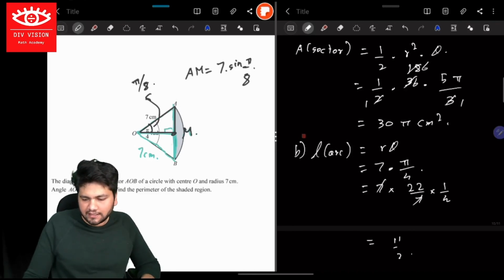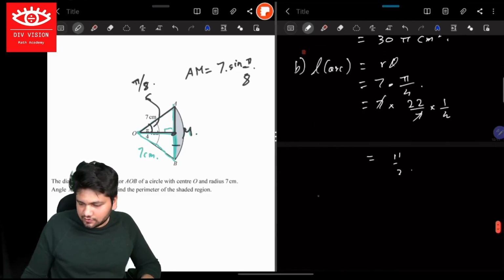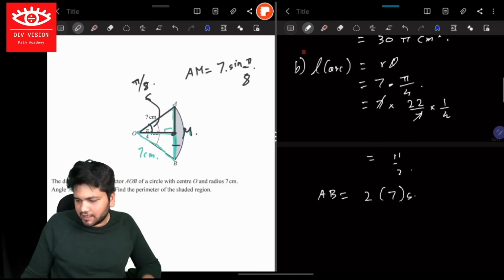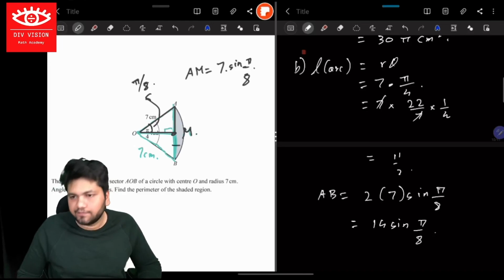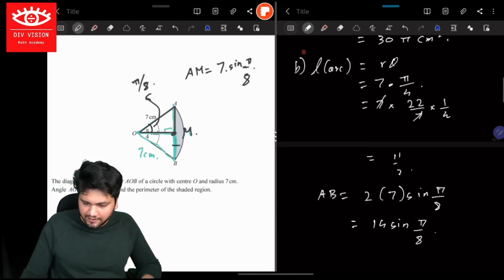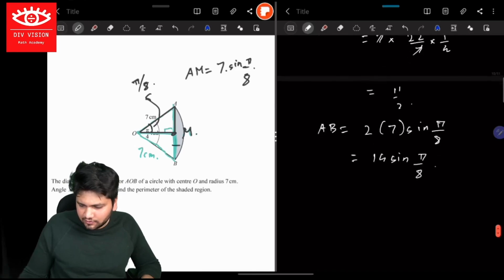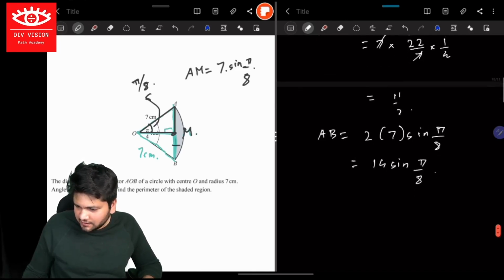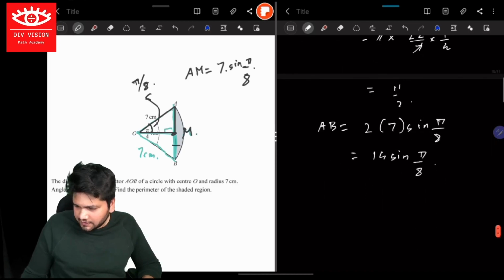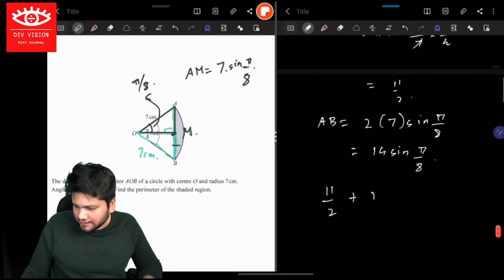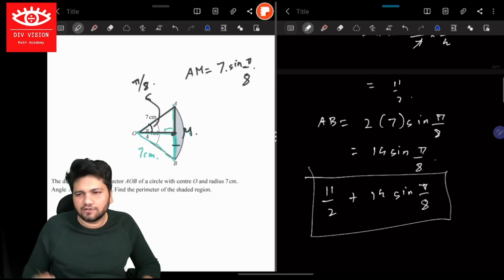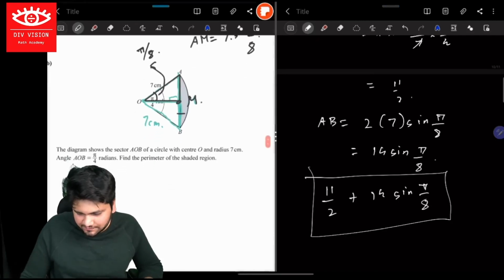Now of course AM and MB are equal, so the total length AB is going to be twice 7 sine pi by 8, which is nothing but 14 sine pi by 8. That's the value of the segment AB. So now the whole shaded region perimeter is going to be 11 by 2 plus 14 sine pi by 8. That's your answer. Of course, you can use a calculator to find the value. That's not a problem.